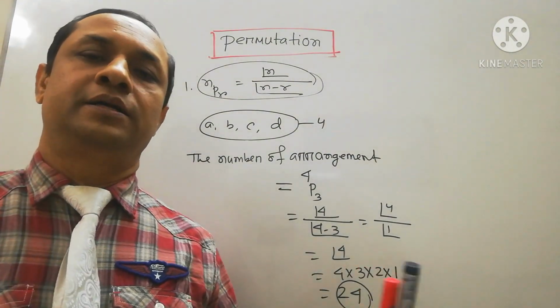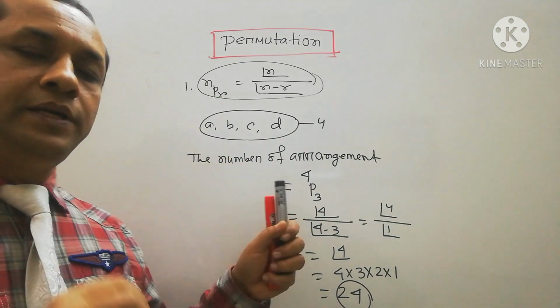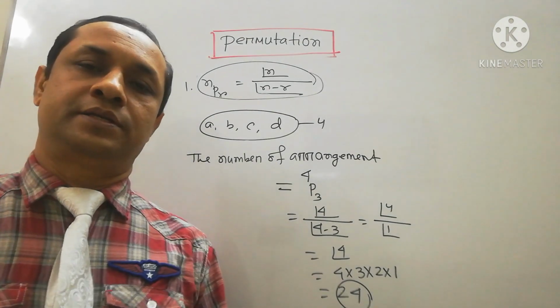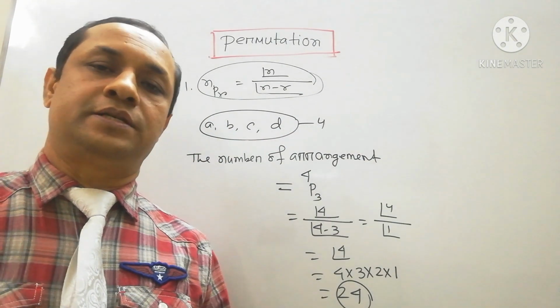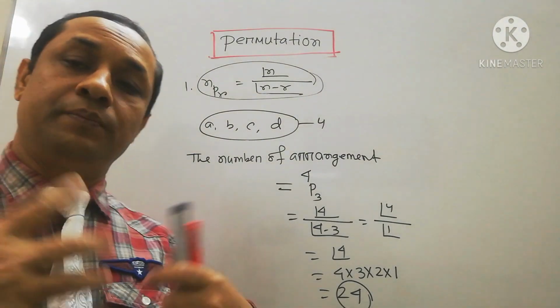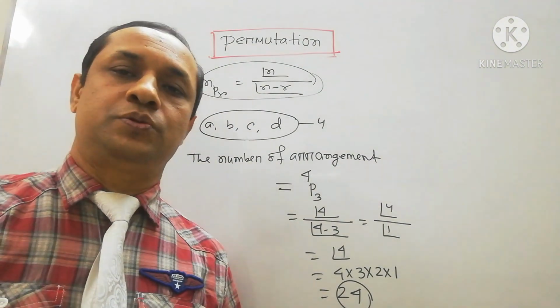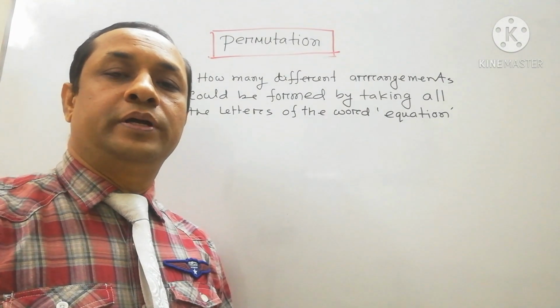All things are different. Here A, B, C, D are 4 different letters and we take 3 different letters at a time. So the result, the number of arrangements or number of words, is 24. I hope that students you are clear. Students, look at the board.